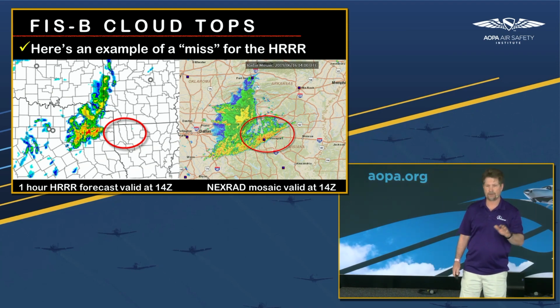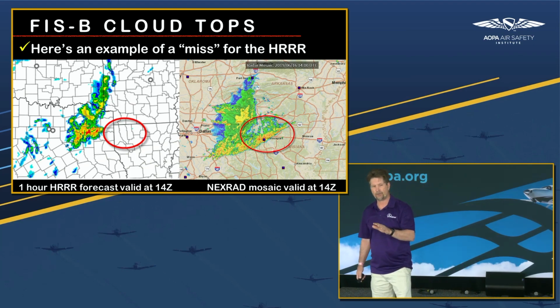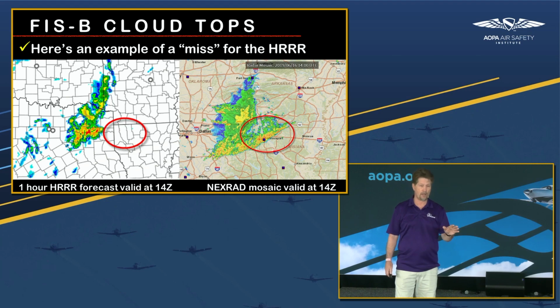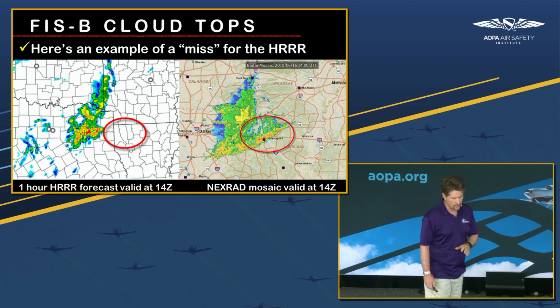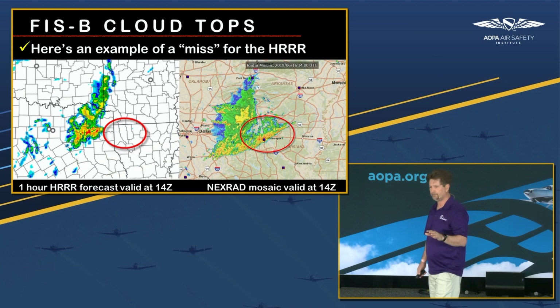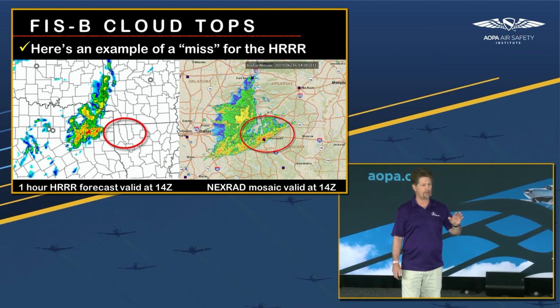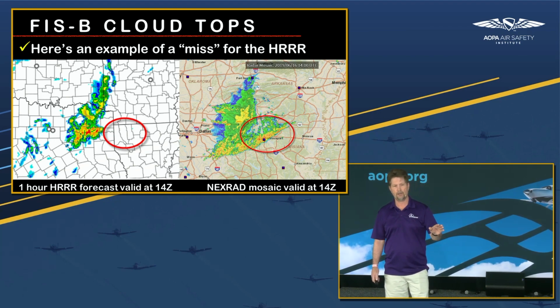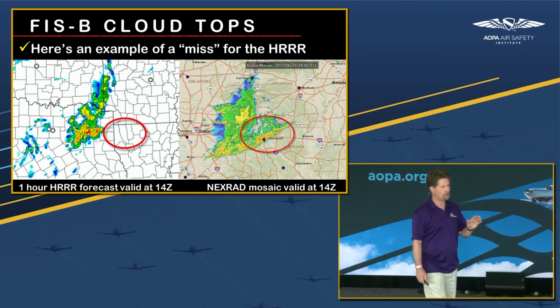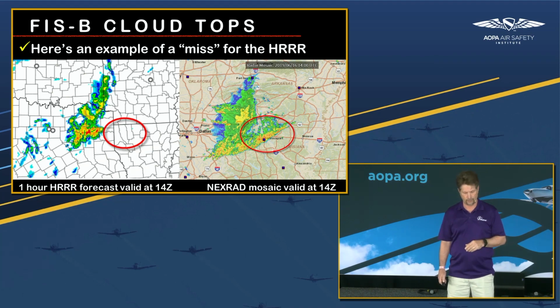So again, the forecast cloud tops from FISB are just that, they're a forecast. They may be right a fair amount of the time, but as you can see here, they're probably going to be wrong some of the time, whereas SiriusXM will never be wrong. There's a little delay, obviously, in the sense they're not going to give you one every couple minutes like NEXRAD, but what's showing is essentially going to be based on actual information.